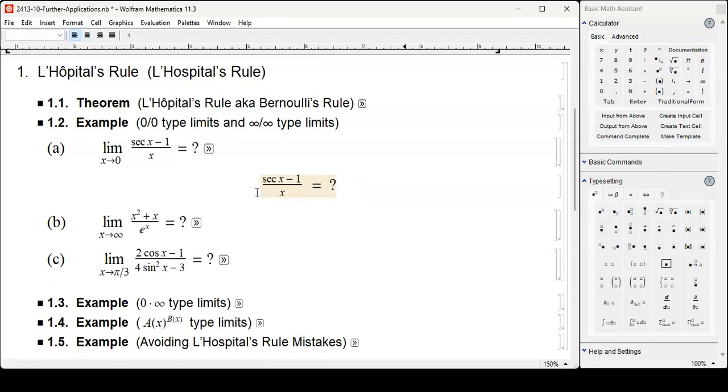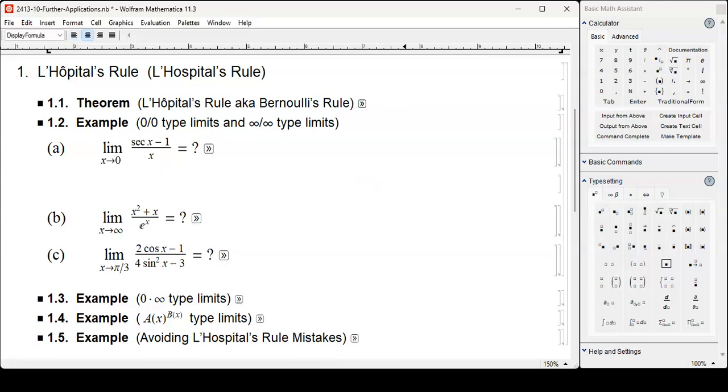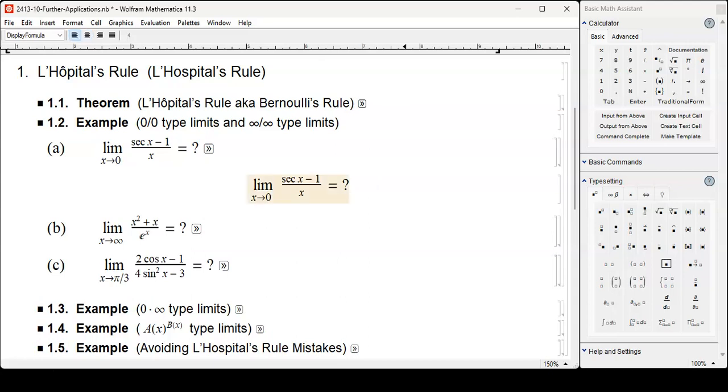So if you plug in x equal to 0, what is this? Secant of 0 is 1. So numerator is 1 minus 1, and the denominator is 0. Yes, this is 0 over 0 type limit. So we can apply L'Hopital's rule. We can take the derivatives, and here we go.